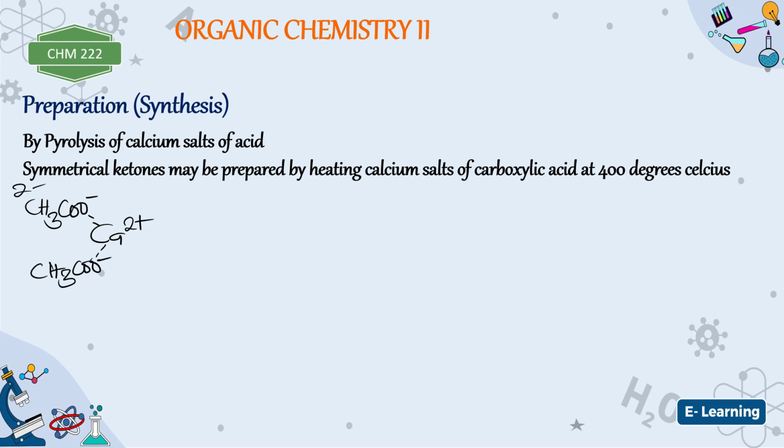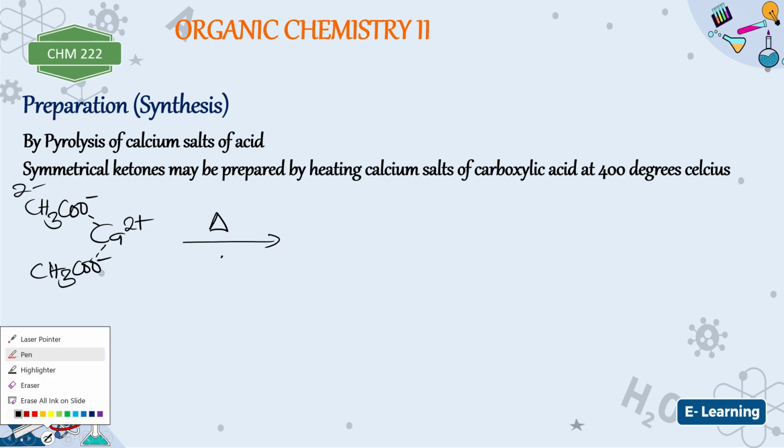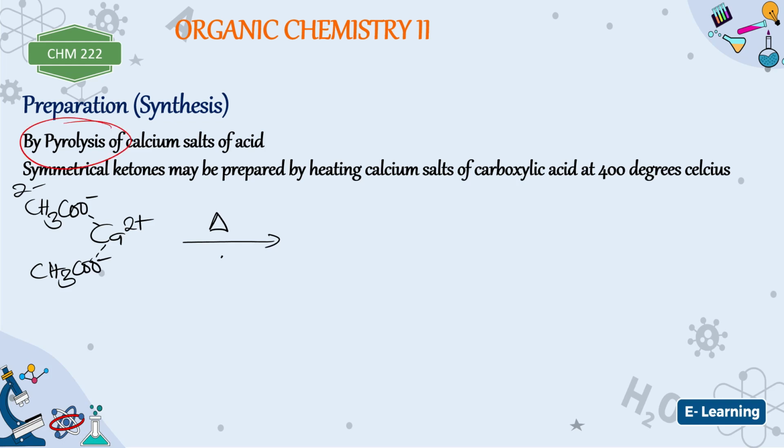Now, if you heat this calcium salt of carboxylic acid, when we talk about pyrolysis, it's more like cracking at a very high temperature. Pyrolysis is heating to a very high temperature to break a large molecule into a smaller one. With a temperature of 400 degrees Celsius, what will happen is that this group here, just see what I'm going to do.